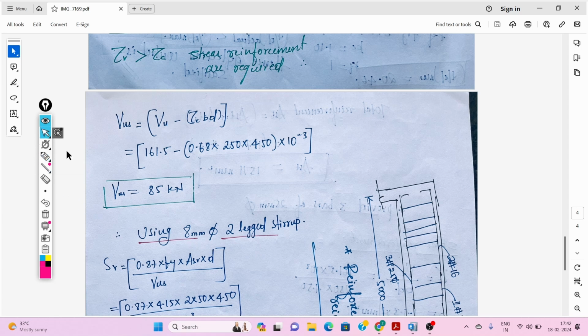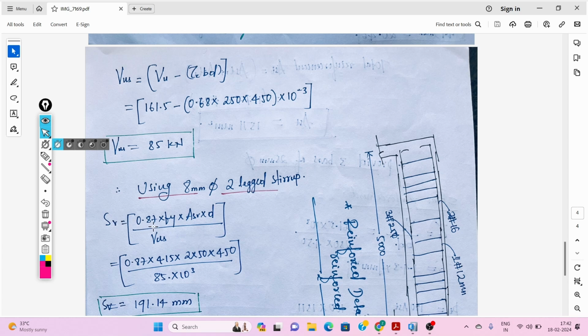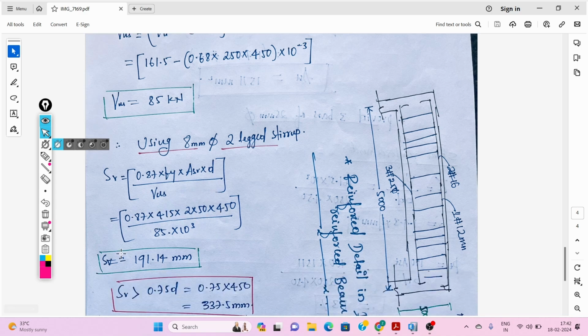Okay, so we have a formula for spacing. Sv is equal to 0.87 fy Asv into d divided by Vus. If you put the values in this formula, you will get the spacing.